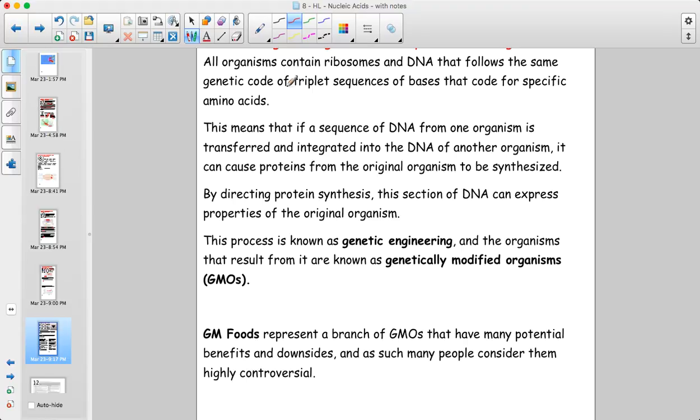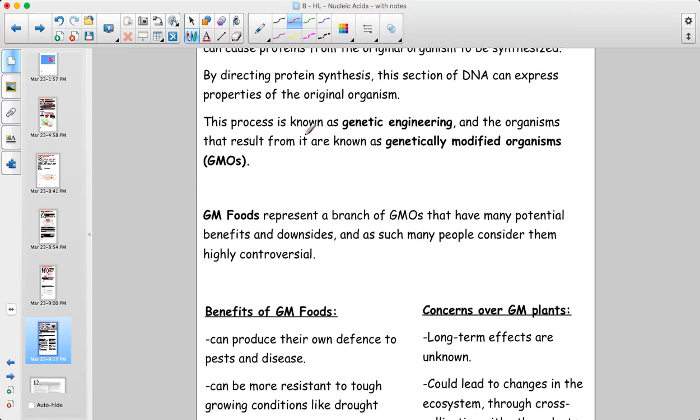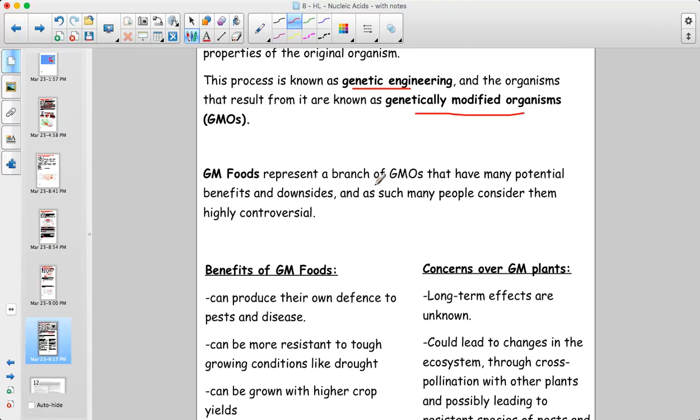So it'd be like ripping a page out of one recipe book and gluing it into the other, and then a person reading through that recipe book could then go ahead and follow that recipe and build something, even though it wasn't originally in that book. And so that process is known as genetic engineering, and the organisms that result are known as genetically modified organisms.